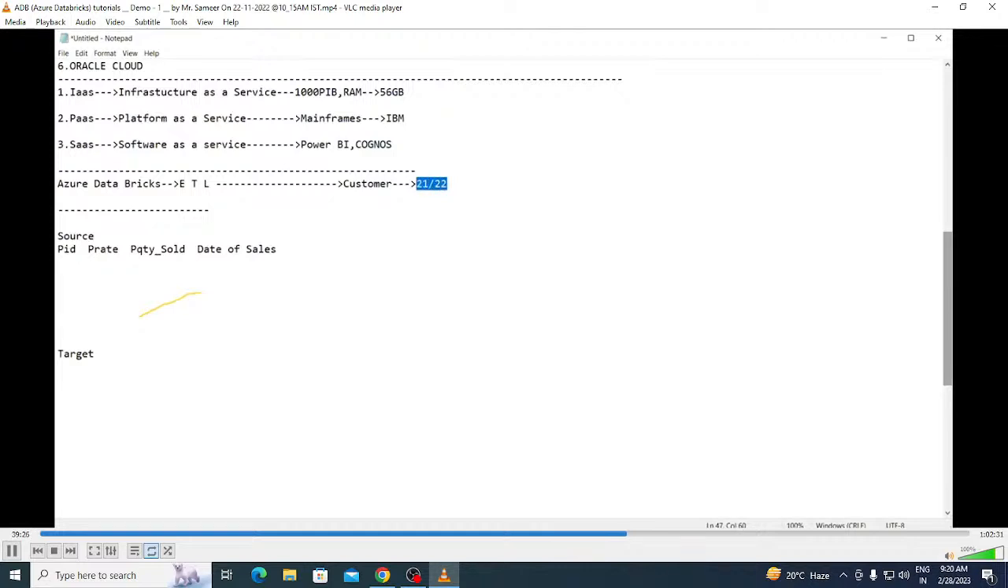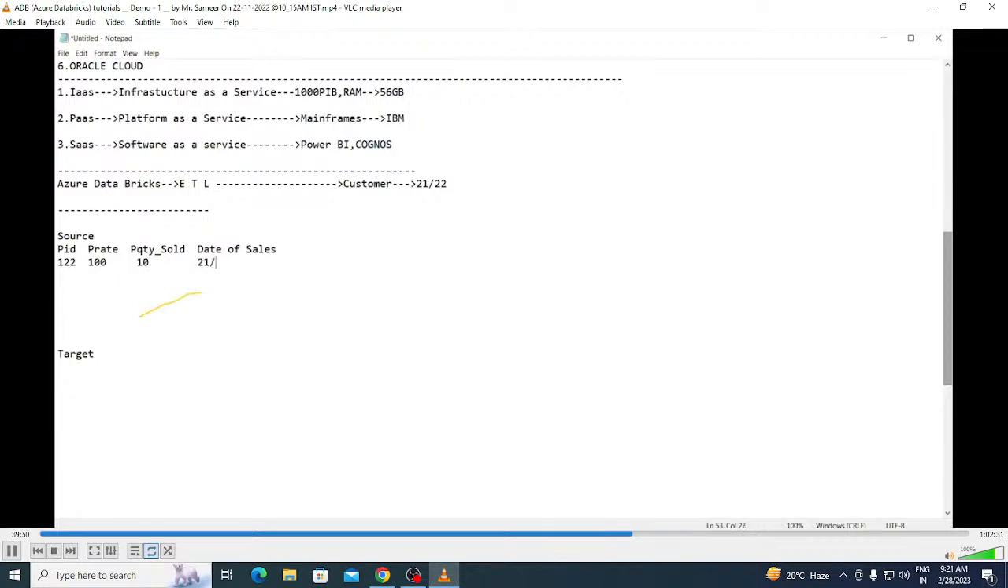So guys, first of all, to know this query or to report the same to the customer, what is it that you require? You require the source, and the source consists of the following information: product ID, product rate, product quantity sold, date of sales. Let us give the product ID something like this. Product rate, let us give it as 100 rupees. And the quantity sold is 10. And then you have a date of sales.